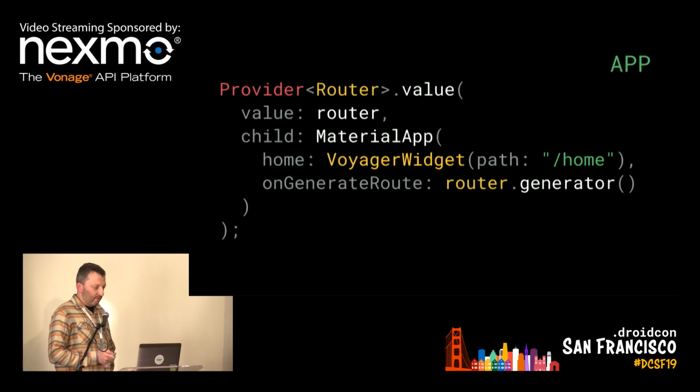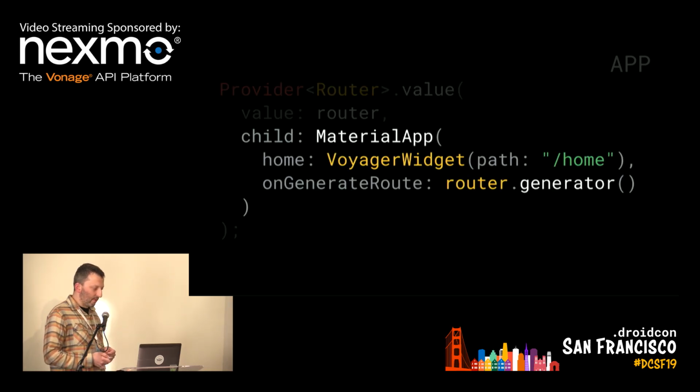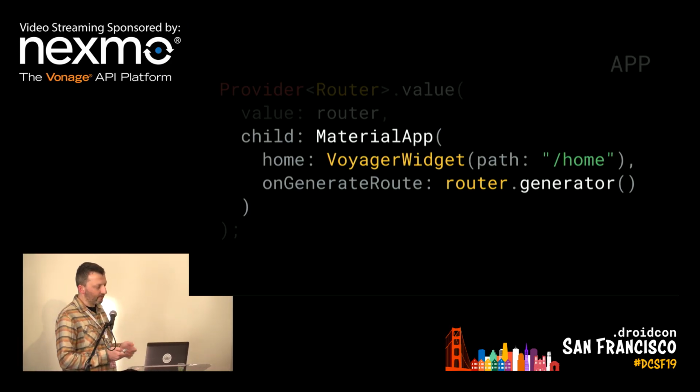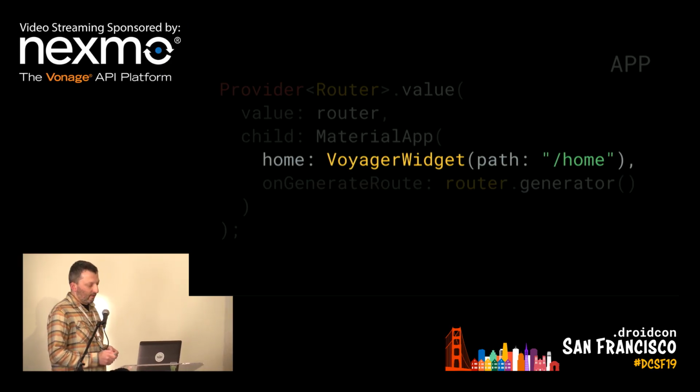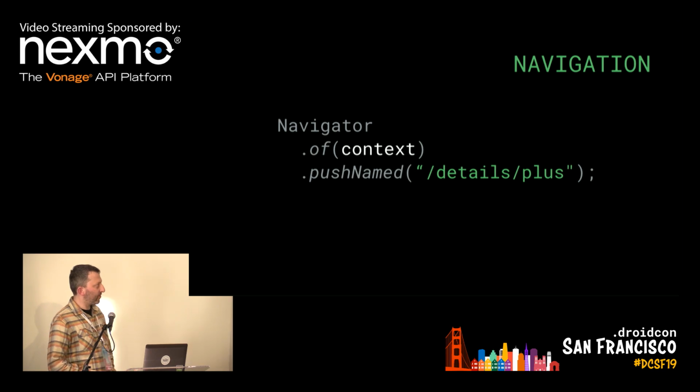In order to be able to do that, you need to provide a router instance above your material app or Cupertino, if that's what you're using. And this will make a router instance available throughout your whole app. Speaking of which, here's how you can integrate with it. You provide an entry widget for your material app, and on generate route, passing this route generator will allow you to navigate around your app using standard Flutter API, which is this.